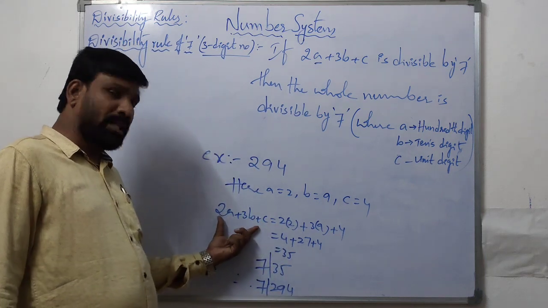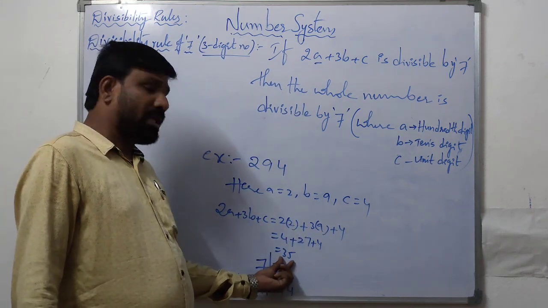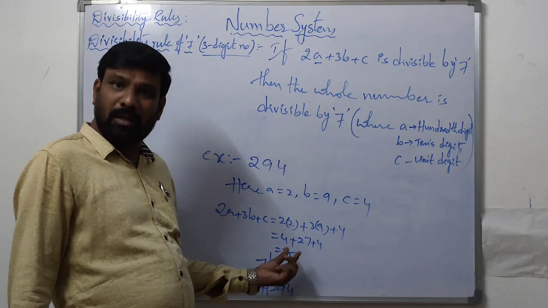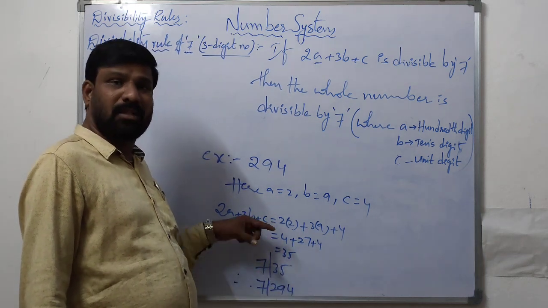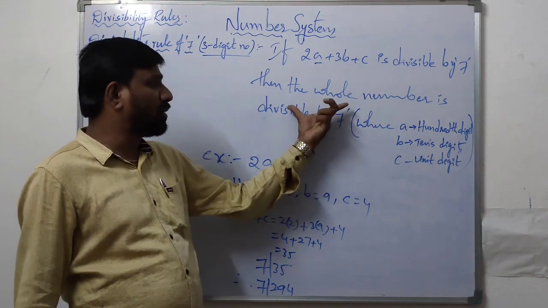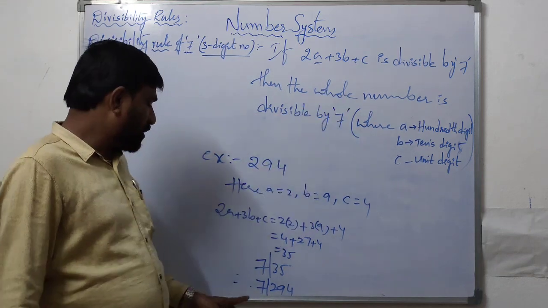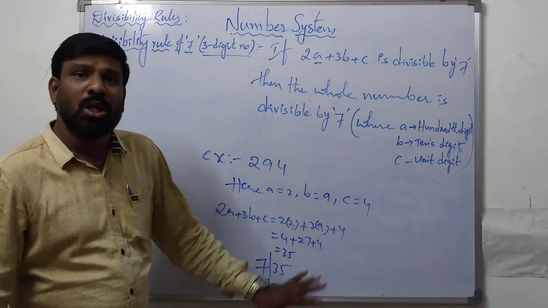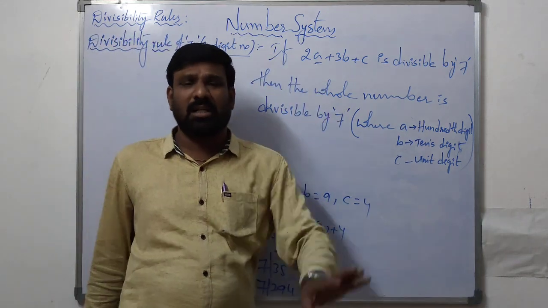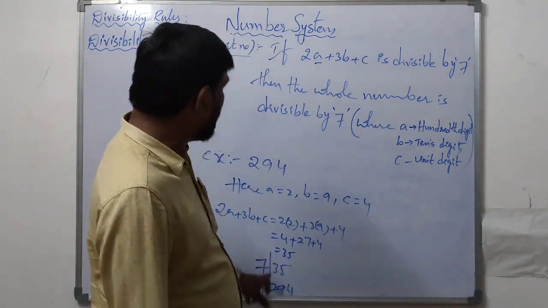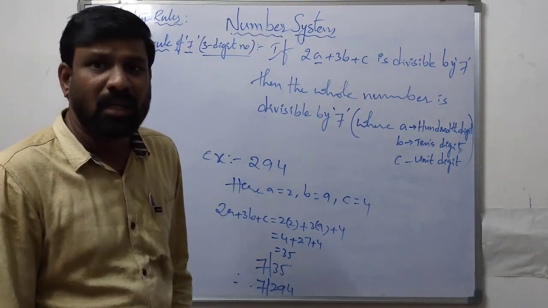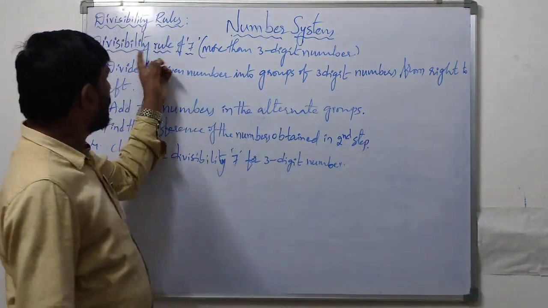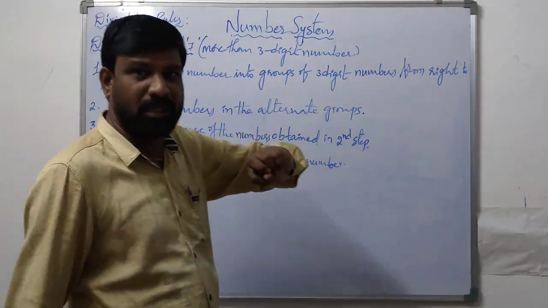So I obtained the sum as 35. Clearly 35 is divisible by 7. So once this sum is divisible by 7, then the whole number is divisible by 7 according to this rule. Right? So 7 also divides 294. Like this, you take any other example in the same manner, any 3-digit number, and you can check whether it is divisible by 7 or not. Clear? Right, now we have just seen the divisibility rule of 7 for 3-digit numbers.